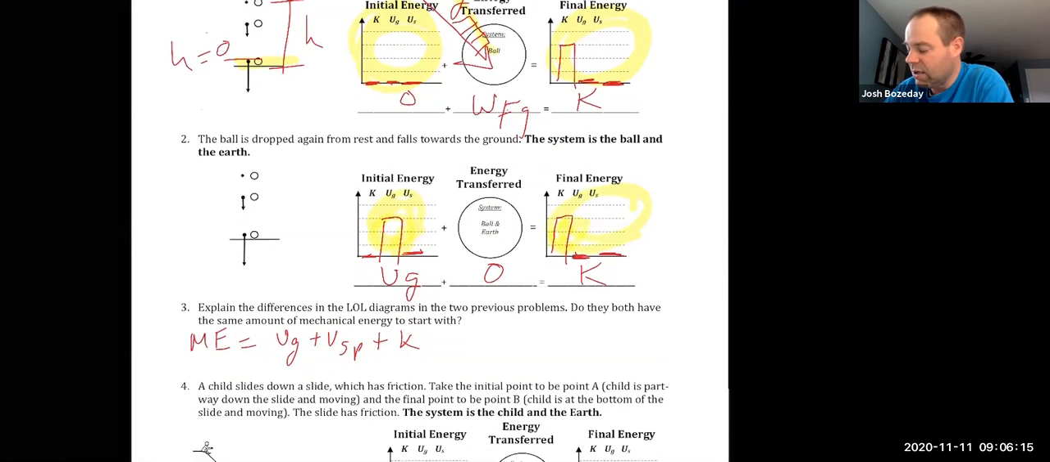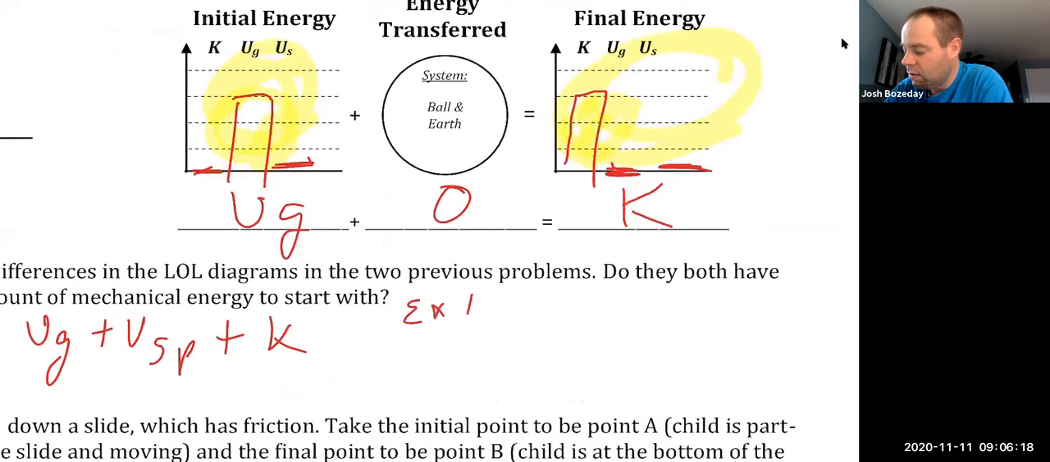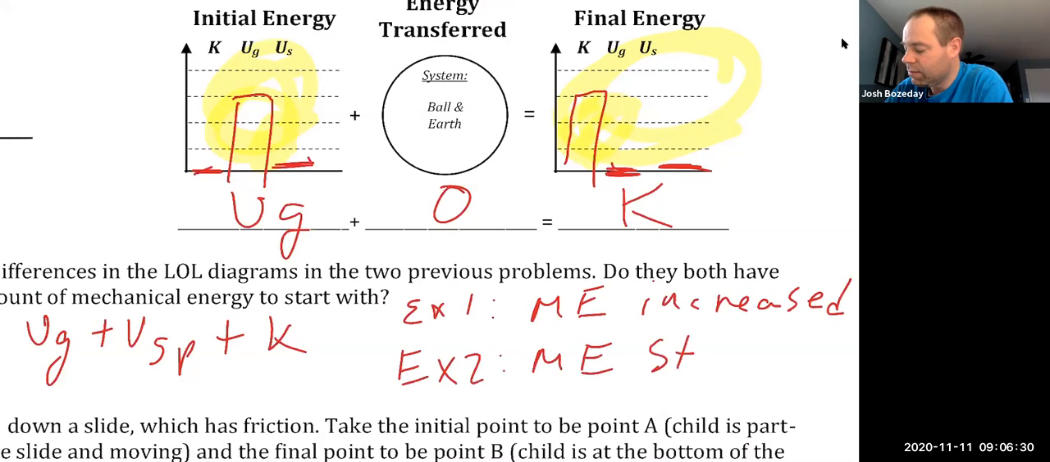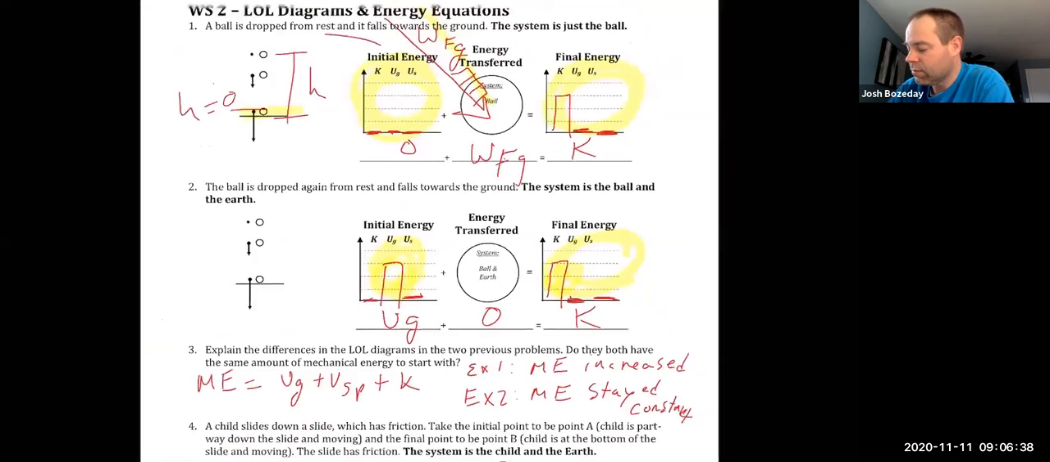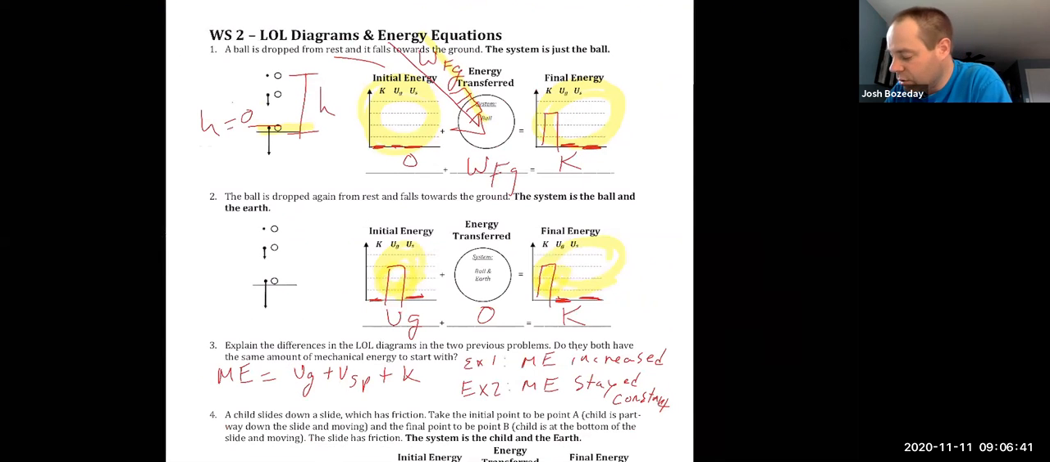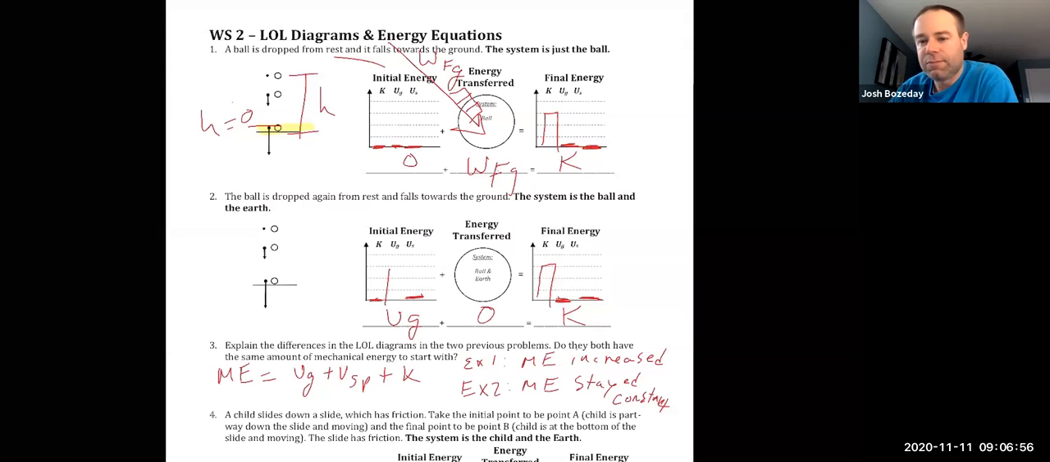So the difference is, in example 1, mechanical energy increased, but in example 2, mechanical energy stayed the same, stayed constant. And that's just because of how we made our system. Any questions on that? The key is that mechanical energy is U spring, UG, and K.